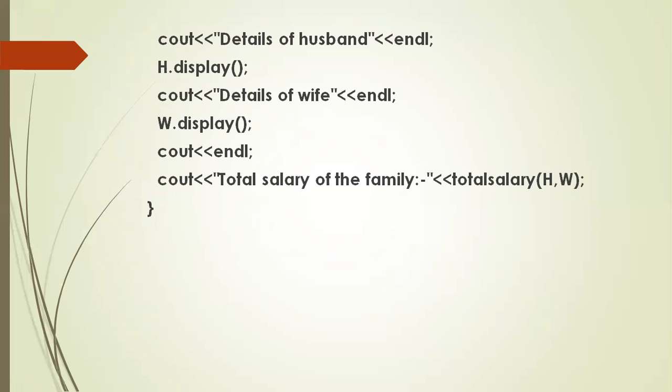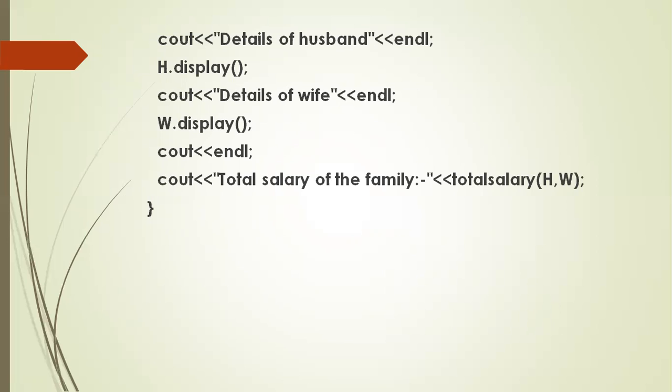Now we have inputted the details of the husband, we have inputted the details of the wife, you have displayed the details of the husband, you have displayed the details of the wife. Right? Because you have the respective functions, you can call the read function or display function either with the h object or with the w object, because those two functions are member functions. Now this is the way of calling a friend function. cout: total salary of the family is equal to, there only you call the function name. What is the function name? Friend function total salary. First object is h and the second object is w.